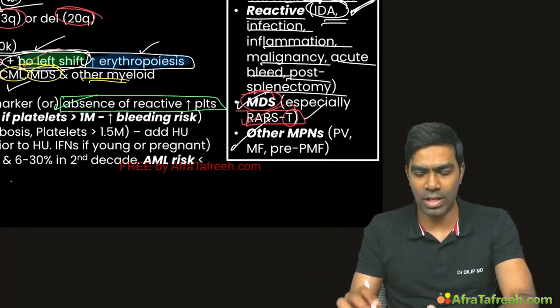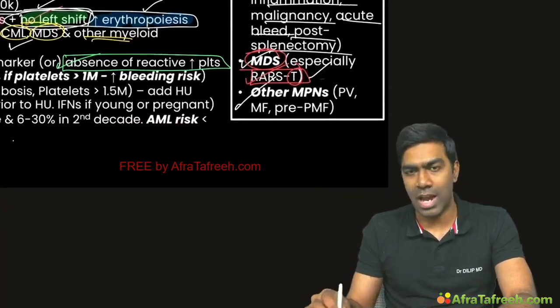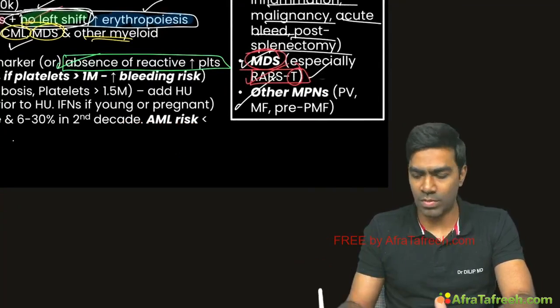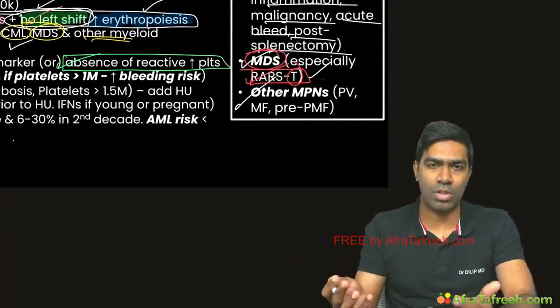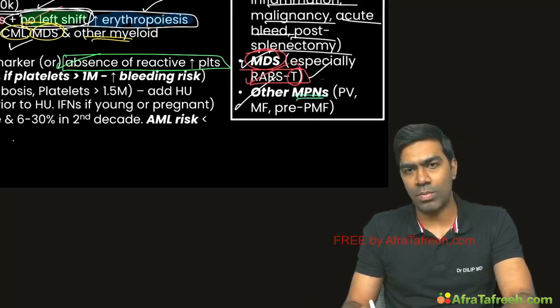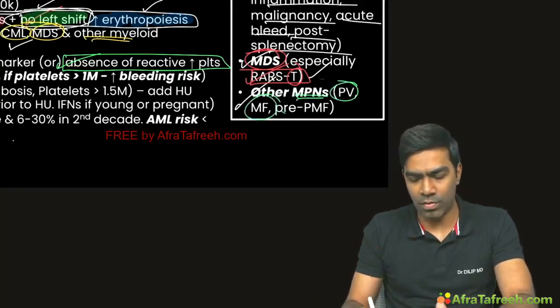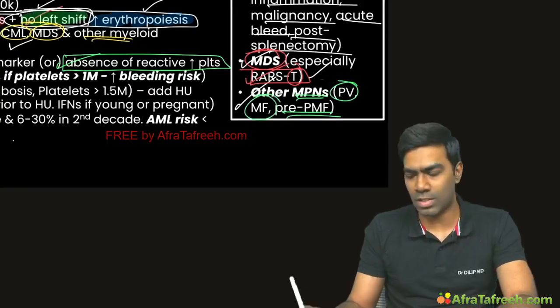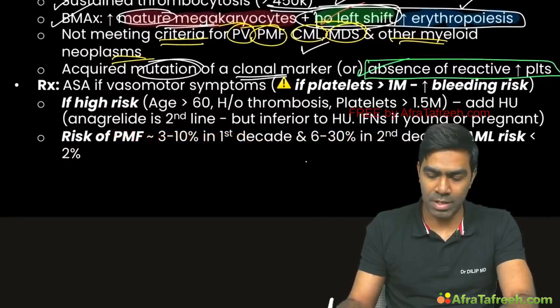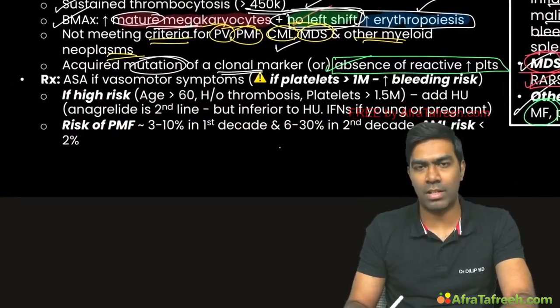We'll talk about that. That can also produce severe thrombocytosis. And some cases of isolated 5q deletion can also be associated with reactive thrombocytosis due to MDS. And there are a lot of other myeloproliferative neoplasms we know already, like polycythemia vera, myelofibrosis, as well as pre-PMF, along with essential thrombocytosis, which can result in thrombocytosis. These are primary causes of thrombocytosis, not reactive.